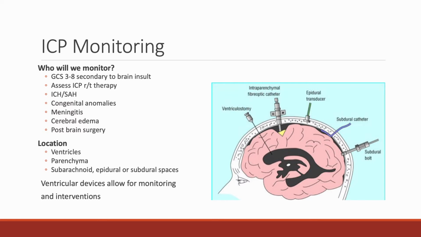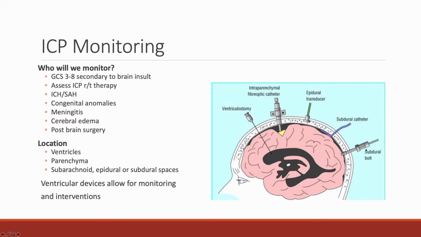Anything below 8 is comatose. So we assess their ICP and how it changes in response to therapy. We do this for intracranial hemorrhages and subarachnoid hemorrhages, congenital anomalies, meningitis, etc. There are different ways that we can monitor it.